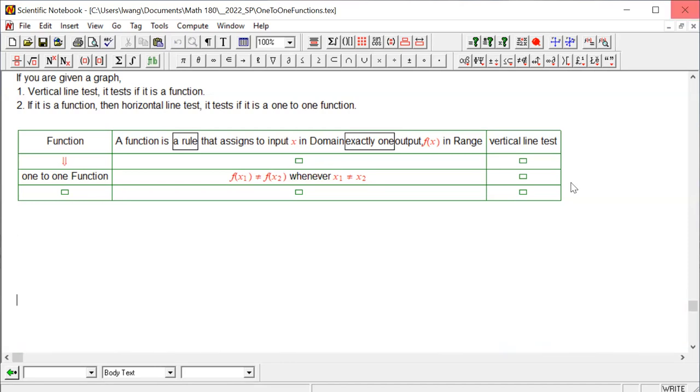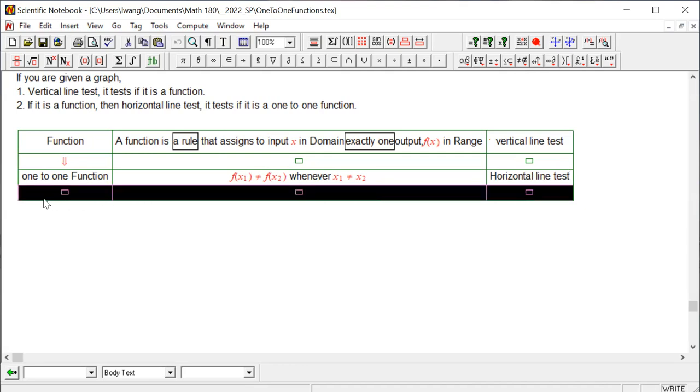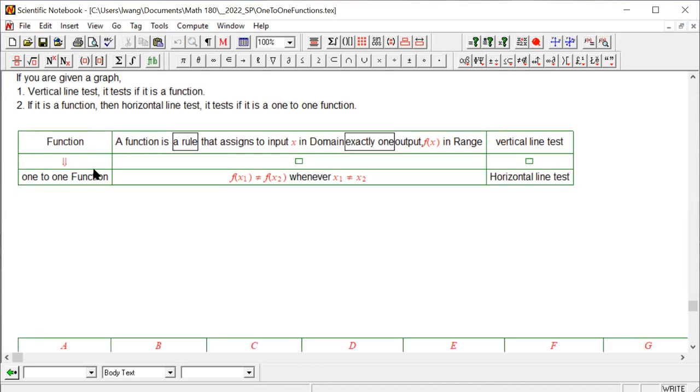All right. And then we do the horizontal line test. Okay, so this is the general, well, this is just a little summary. I hope that helps, right? And the line test agrees. They both have to agree with the definition.